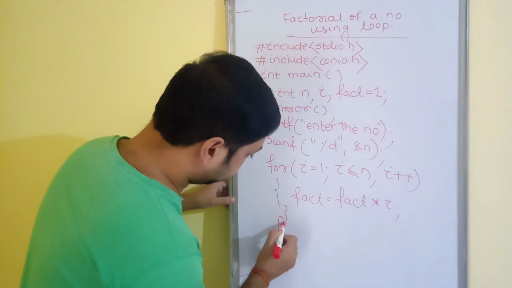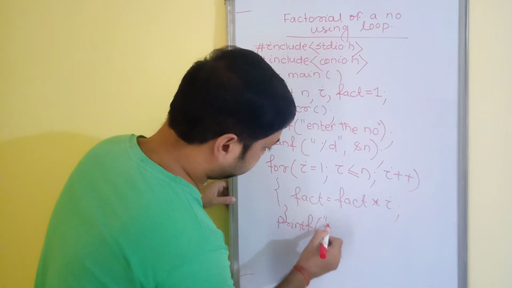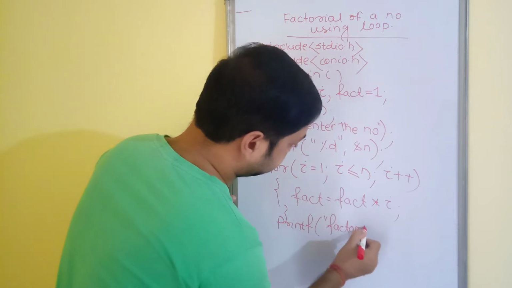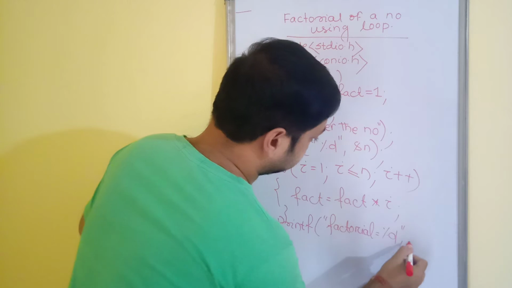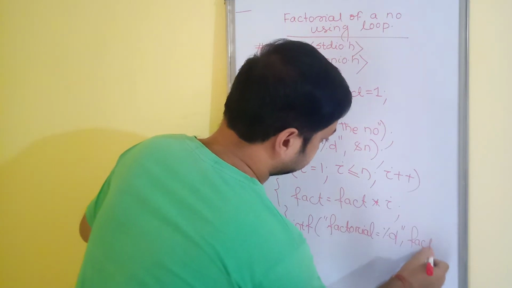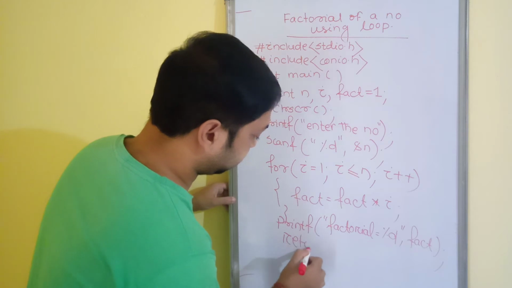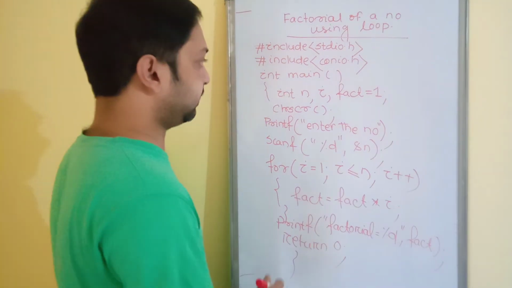Now simply I need to print the value here. Printf, factorial equals %d, that is fact. Okay. Next one is return 0. That is your return 0. That's all. So this is a very simple program.